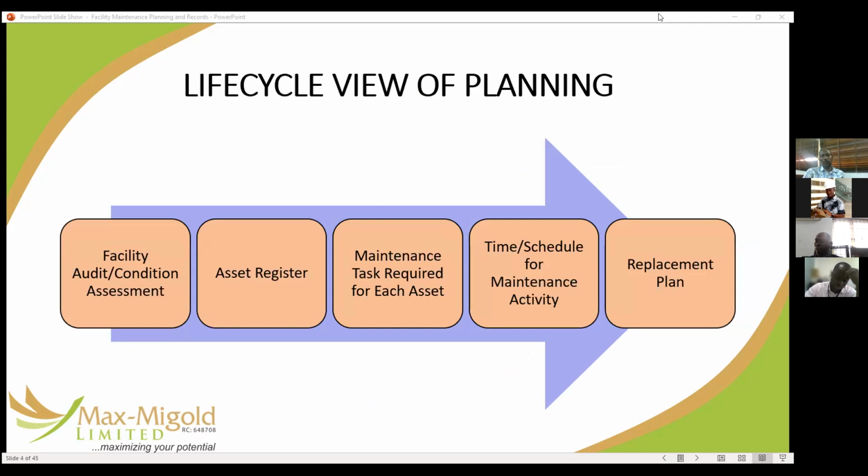Then this is a typical example of a maintenance life cycle. It all starts from what? Assessing the condition of your facility, which is more like assets. Facility condition assessment we discussed the other time. So once you assess, you generate what we call an asset register. When you generate the asset register, perform your maintenance task. After performing your maintenance task, then the time and schedule for the maintenance activity, then replacement plan. This is an example of a typical maintenance life cycle of maintenance planning.